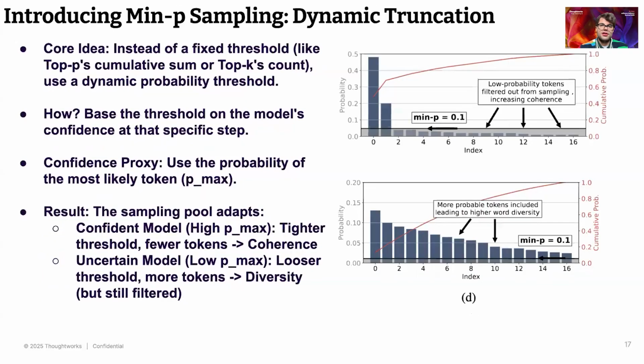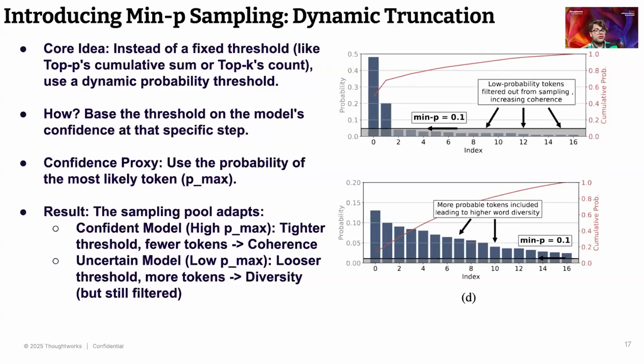So this is where we get to min-p sampling and our work. The core idea is refreshingly simple. Stop using a fixed cutoff. Let's make the truncation threshold dynamic and dependent on how confident the model is at that very moment. How do we measure confidence then? We use the probability of the single most likely token, P max.